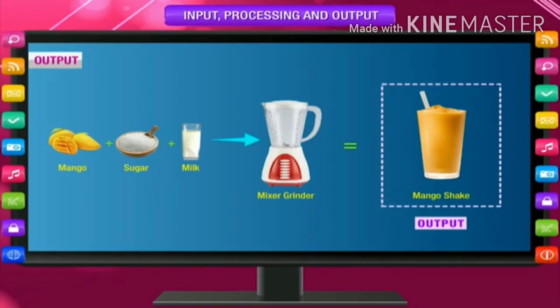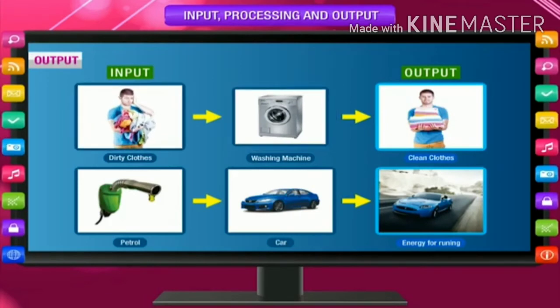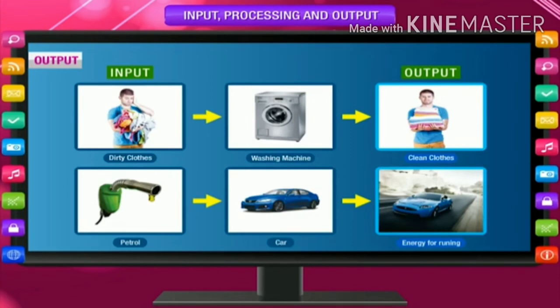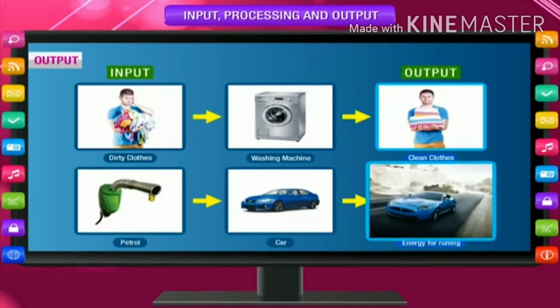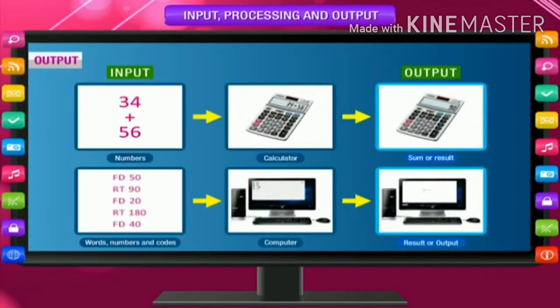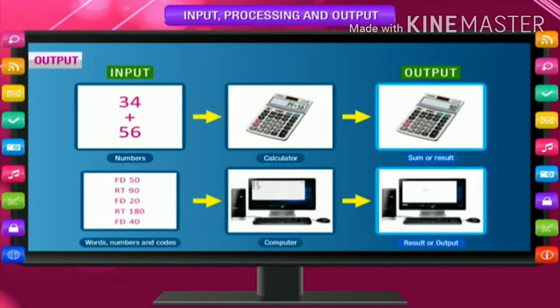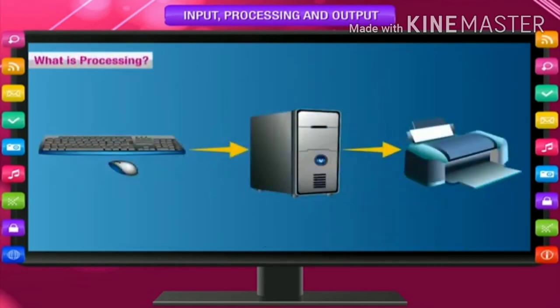There are some more inputs and outputs. Input: dirty clothes. Washing machine. Output: clean clothes. Input: petrol. Car. Output: energy for running. Input: numbers. Calculator. Output: sum or result. Input: words, numbers and codes. Computer. Output: result. What is processing?